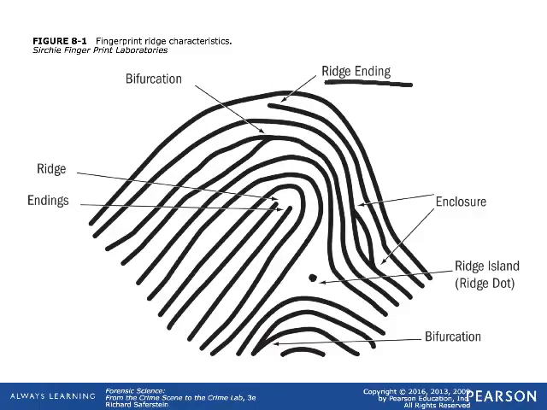Okay, so a ridge ending is where a ridge or a line actually stops. A bifurcation, so remember bifurcation is 2, is where something either branches or comes together, kind of like a tree branch that splits. A ridge is just the raised part. The ending is the end of it. A ridge island or a ridge dot is just a little tiny spot where there's a fragment or an end of a ridge. And then an enclosure is where two ridges come together and there's a space in between.